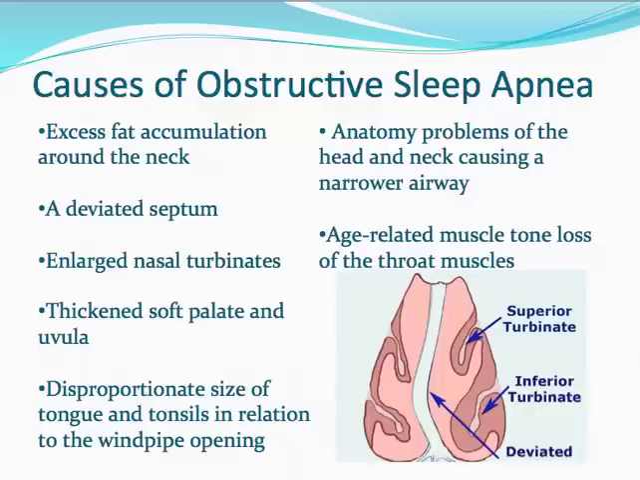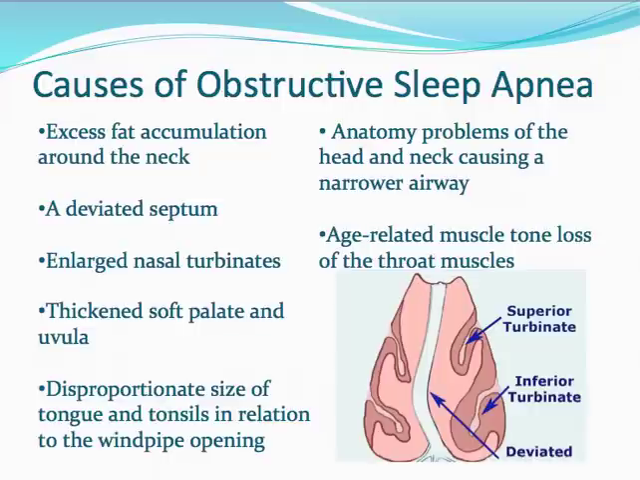So as I mentioned, there are a bunch of other things that can cause obstructive sleep apnea. Going down the left-hand side here, deviated septum in your nose, enlarged nasal turbinates, again in your nose, a thick and soft palate and uvula. The soft palate is the top of your mouth. There's the hard palate, and the soft palate, which is the softer, more spongy top of your mouth. And the uvula is that little dangly thing that dangles at the back of your throat.